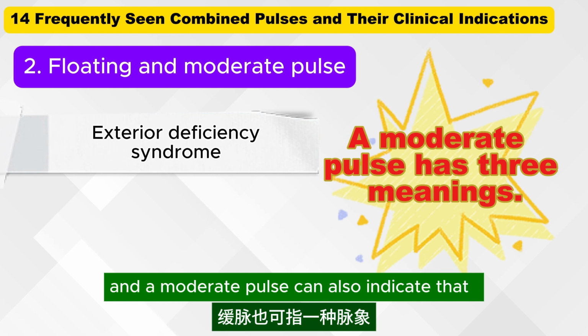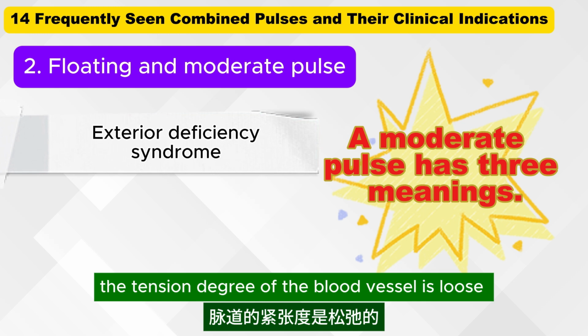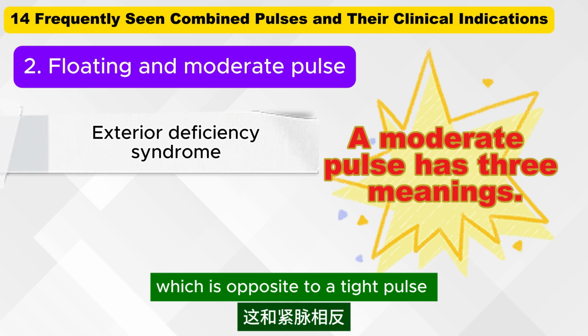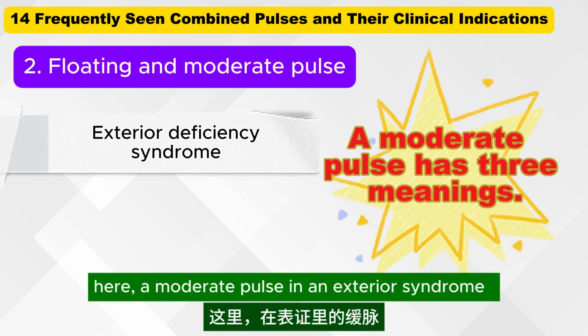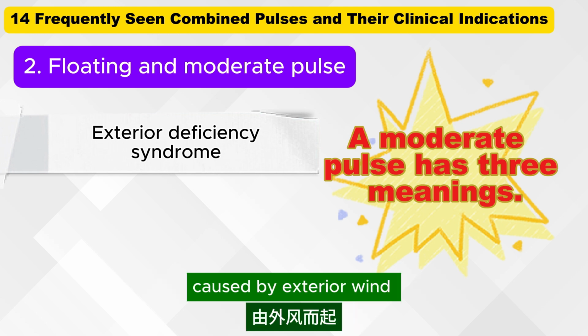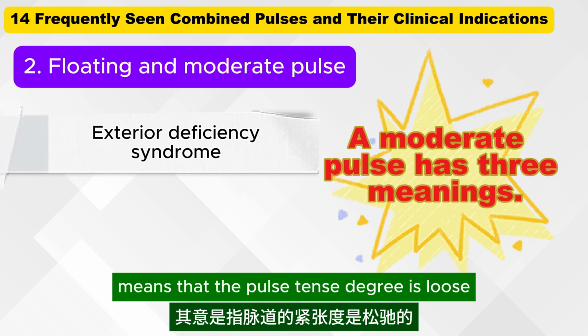And a moderate pulse can also indicate that the tension degree of the blood vessel is loose, which is opposite to a tight pulse. Here, a moderate pulse in an exterior syndrome caused by exterior wind means that the pulse tense degree is loose.